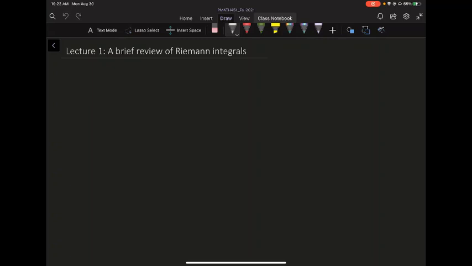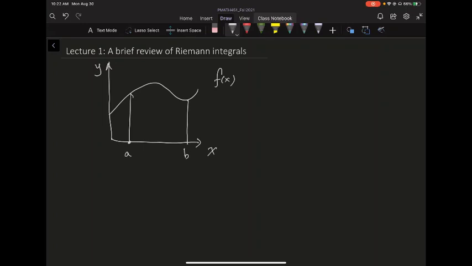So if you recall, the idea of the Riemann integral is that if you have some function, let's say here's x and y, and you have a function f of x, and you want to find the area of this function between a and b. So the idea of Riemann is that let's do a partition of this AB. So let's divide AB into some small pieces. So let's call this x0 less than x1 less than the last one, let's call it xn.